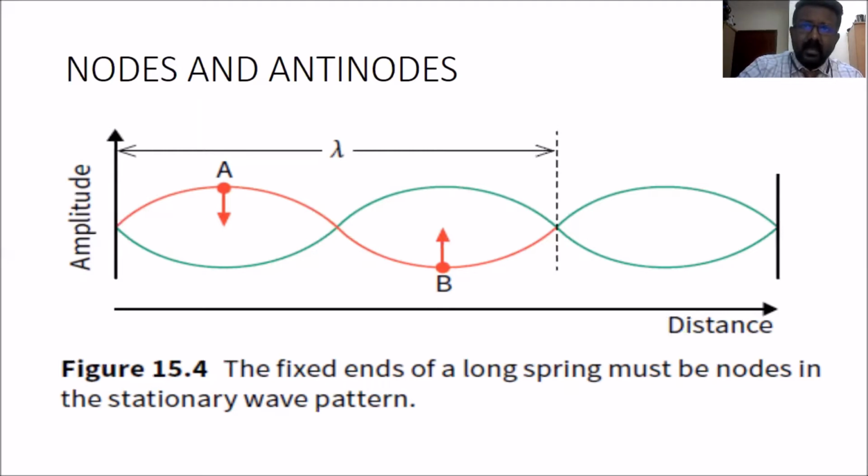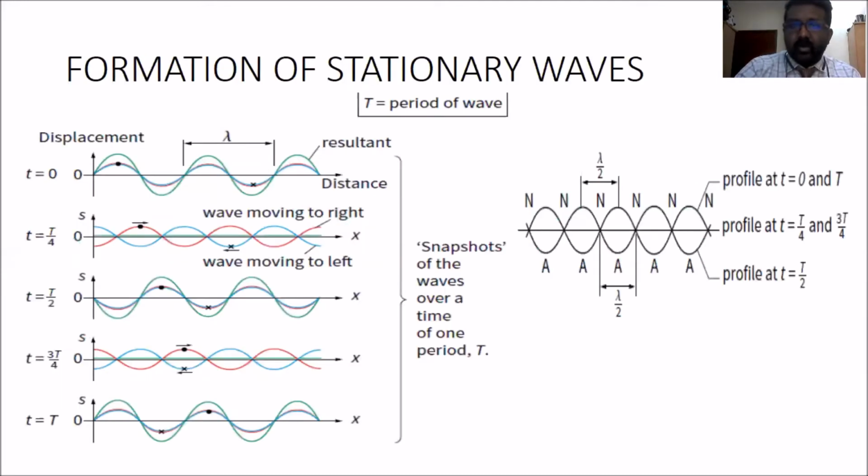Then we have the formation of the wave. So it's very important to note that to form a stationary wave, we require two progressive waves of the same amplitude and wavelength traveling in opposite directions.